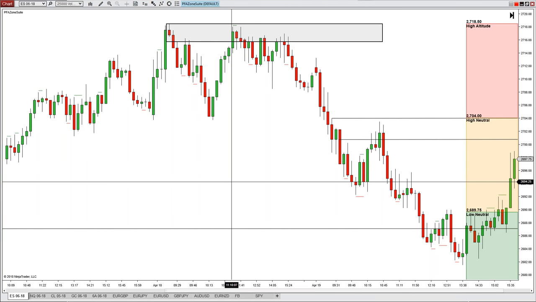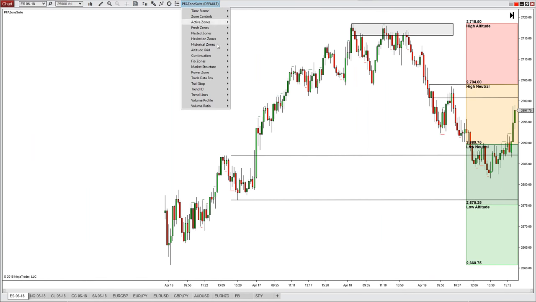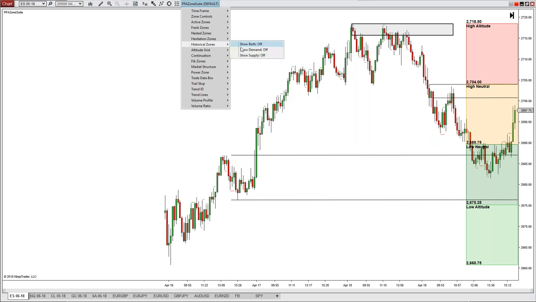Her follow-up question is, can they remain on the chart for backtesting purposes? Absolutely. So let's do this. You can see every zone that's ever printed.